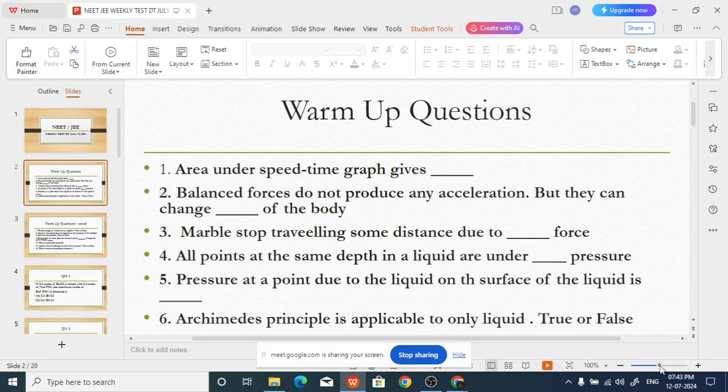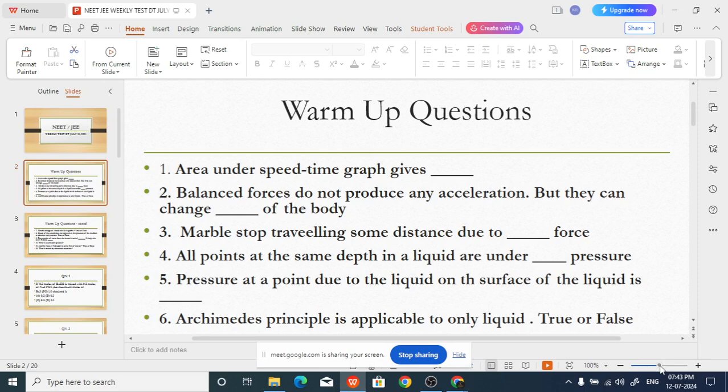Balanced forces do not produce any acceleration, but they can change dash of the body. Suppose a body is there. There are forces, but the balanced force is nil. So it is not moving. If the net force is positive, then it will move in whatever direction it has to move. But if it is nil, it will not move. So acceleration is not there. But they can change dash of the body. What is the dash of the body?